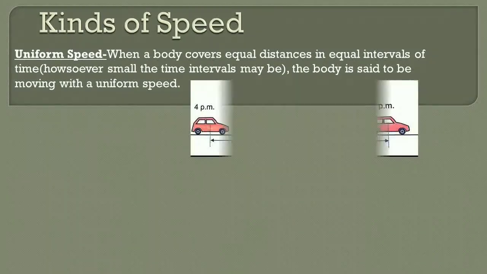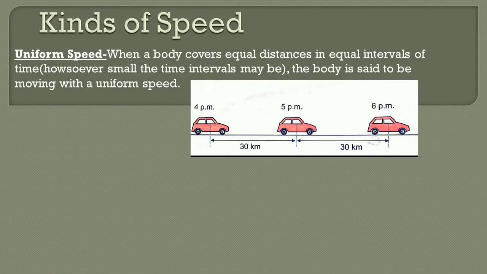Suppose a car is traveling in a straight path and it covers a distance of 30 km from point A to B within 1 hour. From point B to C, it covers the next 30 km in the same time interval of 1 hour, so we can say that the car is moving with uniform speed because it covers the same distance in the same interval of time. That means in every hour it covers 30 km.